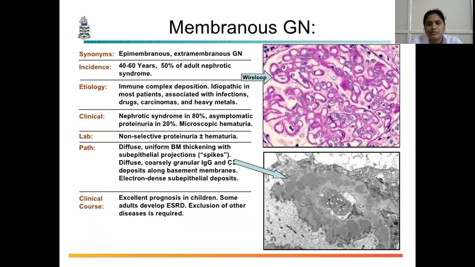It is usually 80% asymptomatic. Proteinuria is present in the remaining. Nephrotic syndrome in 80% and asymptomatic proteinuria is seen in around 20%. And microscopic hematuria can be present. So the pathology is diffuse uniform basement membrane thickening with spikes. Excellent prognosis is seen in children, but in adults it may sometimes end in end-stage renal disease.